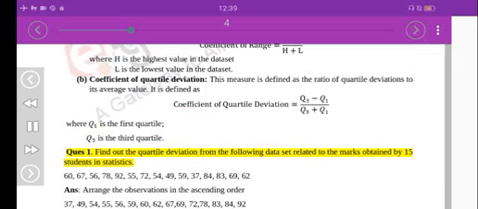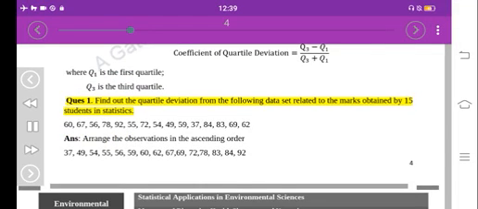Case 1. Find the quartile deviation from the following dataset related to the marks obtained by 15 students in statistics. 60, 67, 56, 78, 92, 55, 72, 54, 49, 59, 37, 84, 83, 69, 62. Solution: Arrange the observations in ascending order. 37, 49, 54, 55, 56, 59, 60, 62, 67, 69, 72, 78, 83, 84, 92.